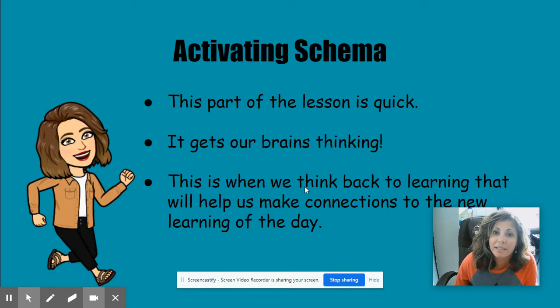Alright, our activating schema. Activating schema you have had in the past. In math, in reading, you'll have it in science. This is a quick part of our lesson. It gets our brains thinking. This helps us think back of what do we already know about this topic, or what connections can we make to this part of the learning of the day. Activating schema is a quick way to kind of get our brains energized.